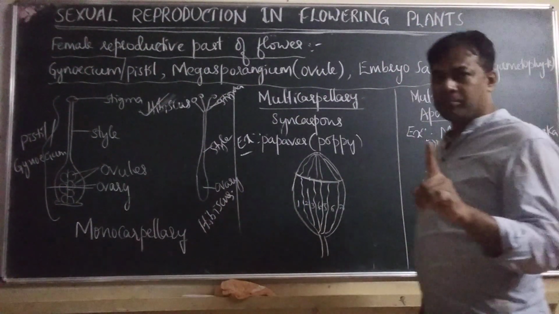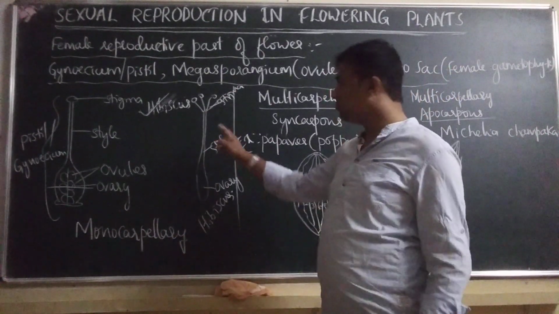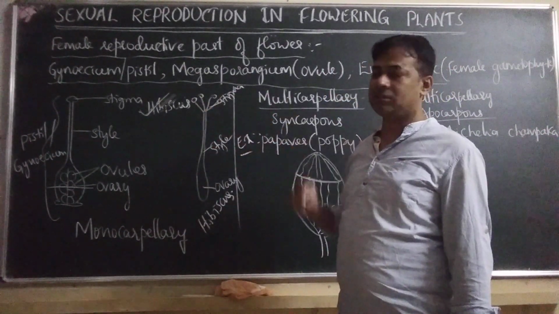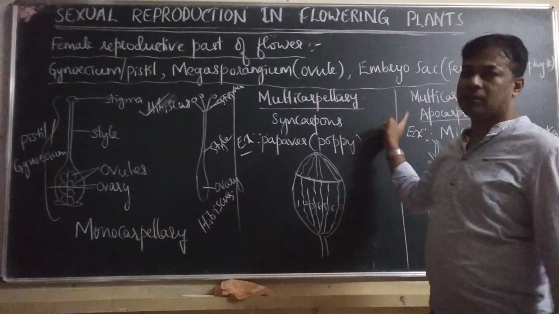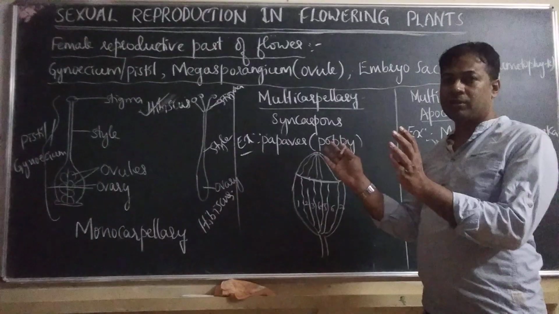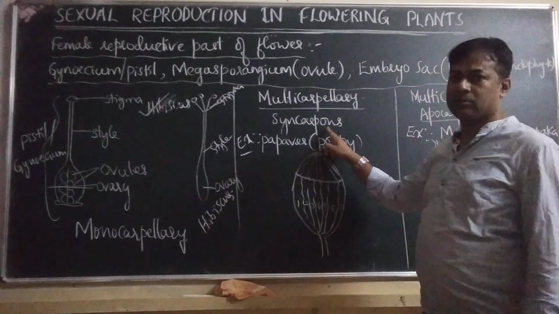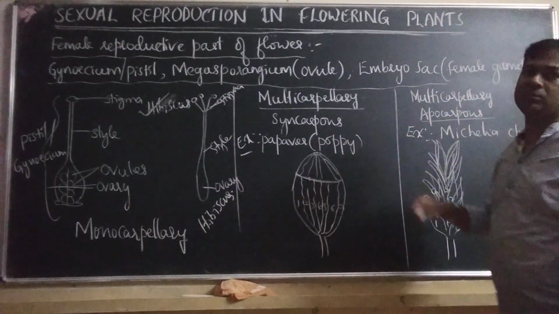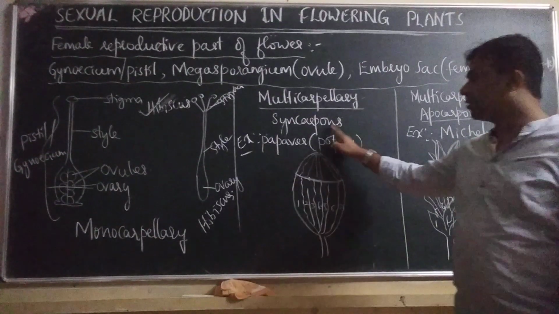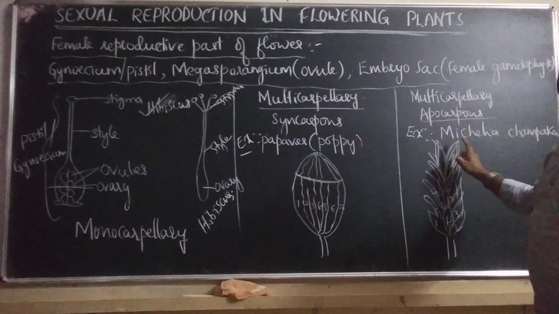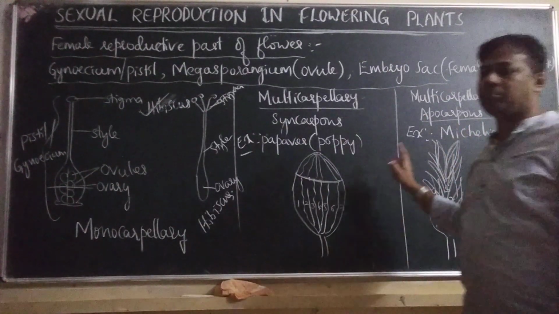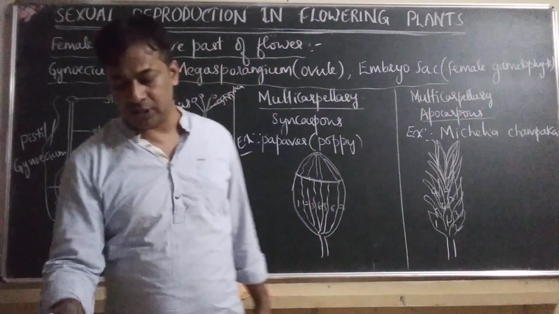That means if a single carpel or single pistil is there, it is monocarpellary, as it is in hibiscus. If more than one is there, multicarpellary. But if many are there but all joined, then it is syncarpous. If they are separate, then it is apocarpous. So in the papaver plant it is syncarpous. In Michelia, it is separate, so it is apocarpous. I hope you understood what I am saying.